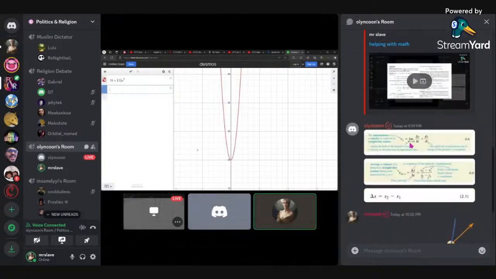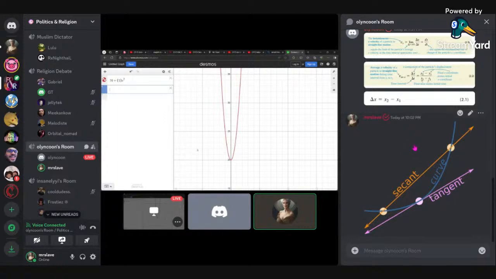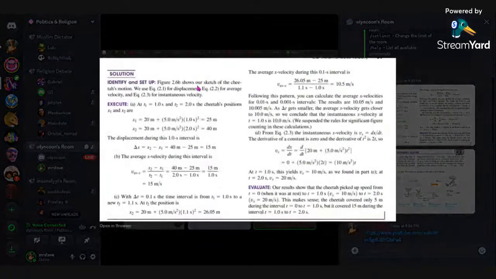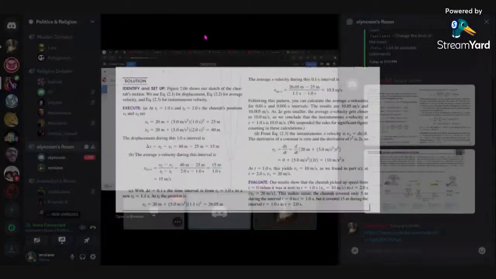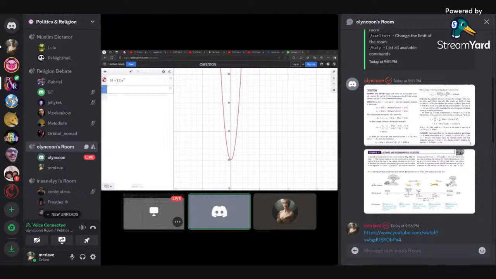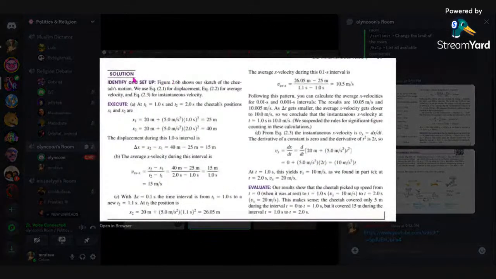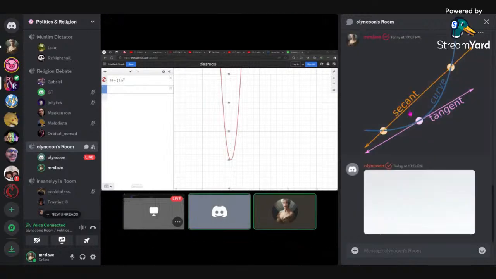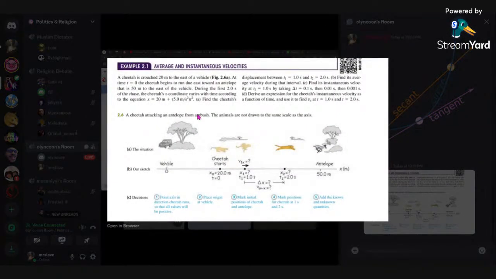Did you give me the problem? You still didn't post the problem. You're showing me the solution, but you never showed me the problem. It's right here. It's 4 questions. Find the cheetah's displacement between t1 equals 1 second and t2 equals 2 seconds. But this is the solution. I'm showing the problem. Where? Put it in the chat. That is the problem.